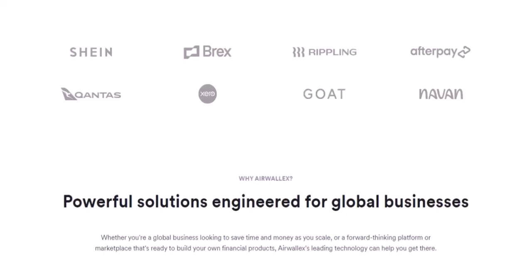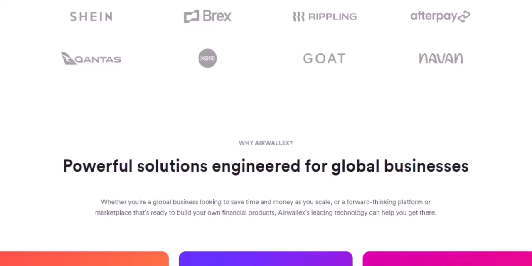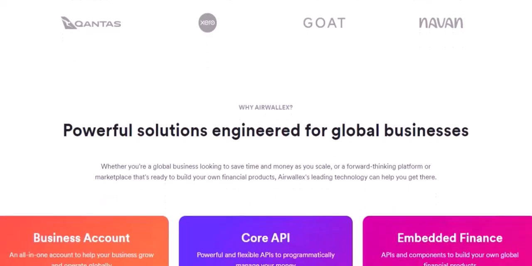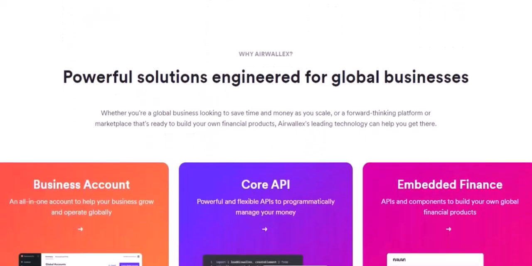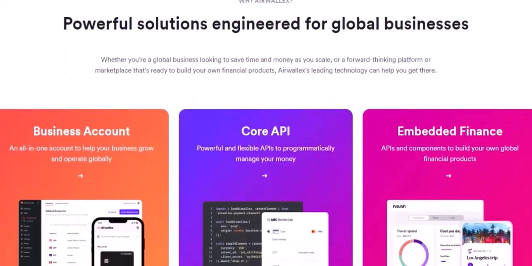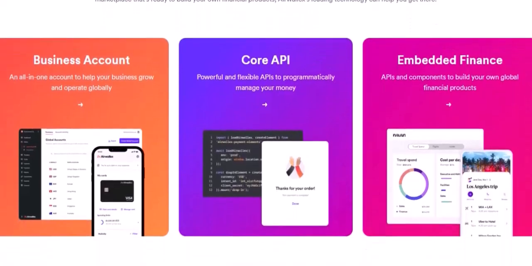Airwallex offers a suite of features to streamline your international payments, including multi-currency accounts, hold and manage funds in multiple currencies. Global payment network, connect with businesses worldwide. Exchange rates, benefit from competitive exchange rates. API integration, integrate Airwallex into your existing systems.